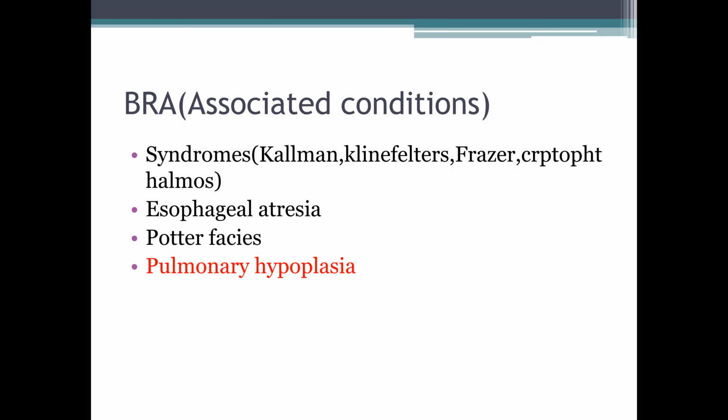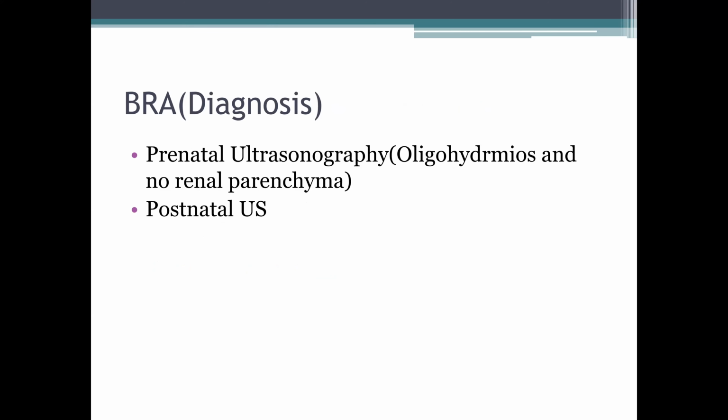Because these children are not producing any urine. So the biggest cause of death in these children is pulmonary hypoplasia. Now, in the diagnosis of the bilateral renal agenesis, of course, with the improved technology, people are able to do prenatal ultrasonography, and you see oligohydramnios and no renal parenchyma. Postnatal ultrasonography can also be done, of course, when these babies are born.